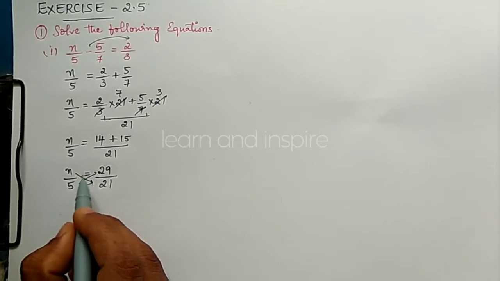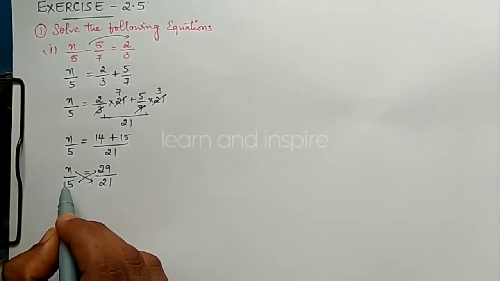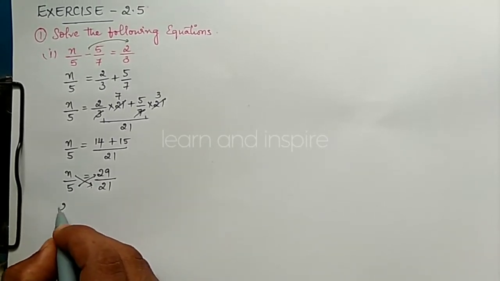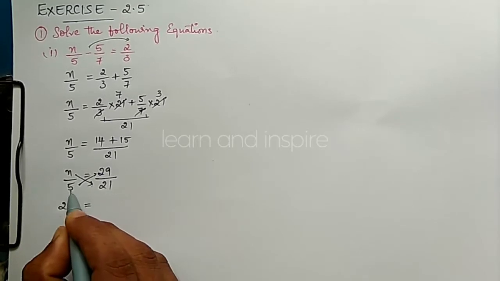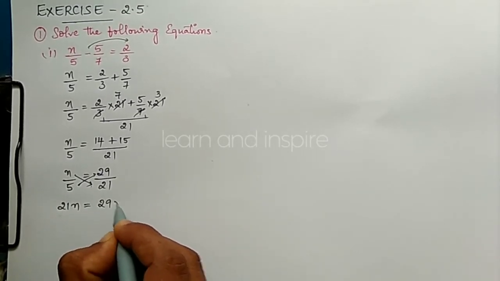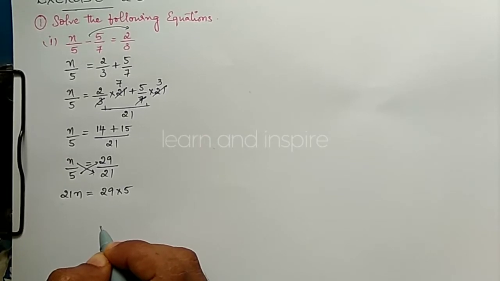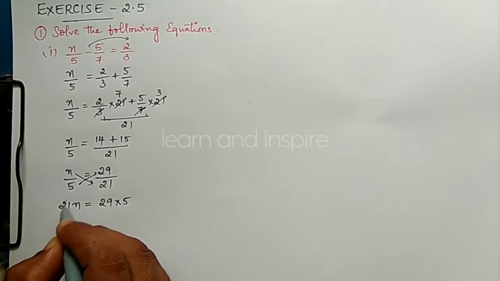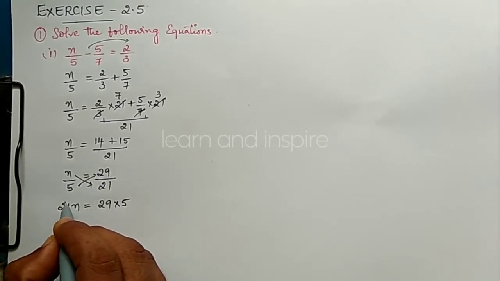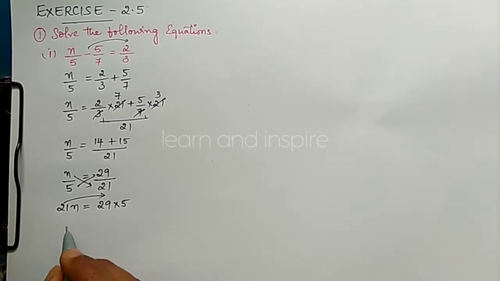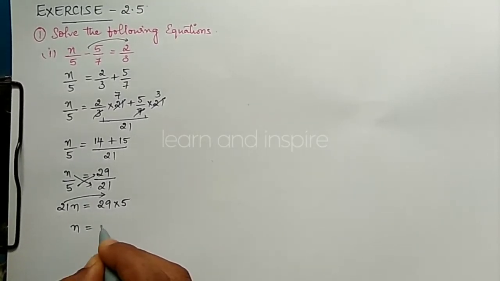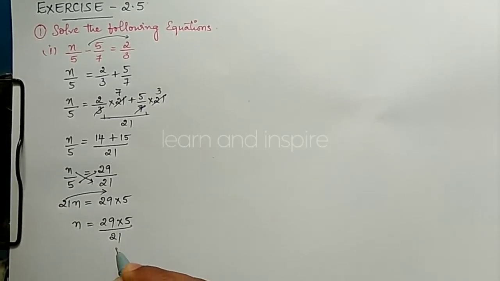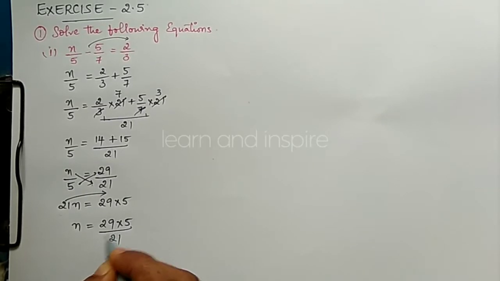Now you can cross multiply. Because there is an equal sign and on LHS and RHS we have a fraction, we can cross multiply. So n into 21 is 21n, which is equal to 29 into 5. Here 21 is multiplied with n. If I transpose the multiplication to RHS, it becomes a division. That means n is equal to 29 into 5 by 21. We cannot cancel any number with 21.